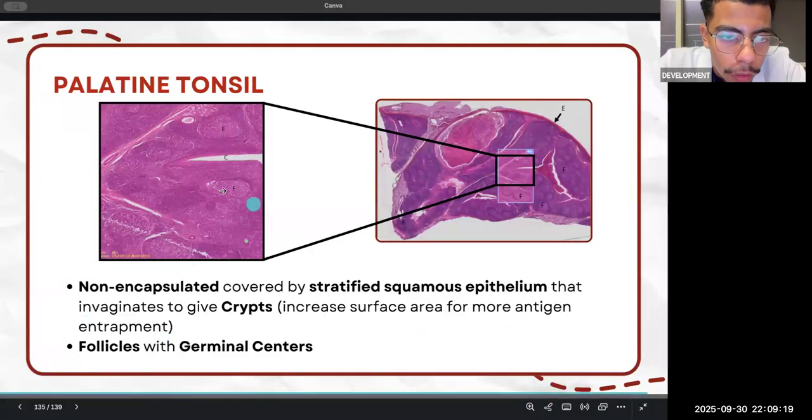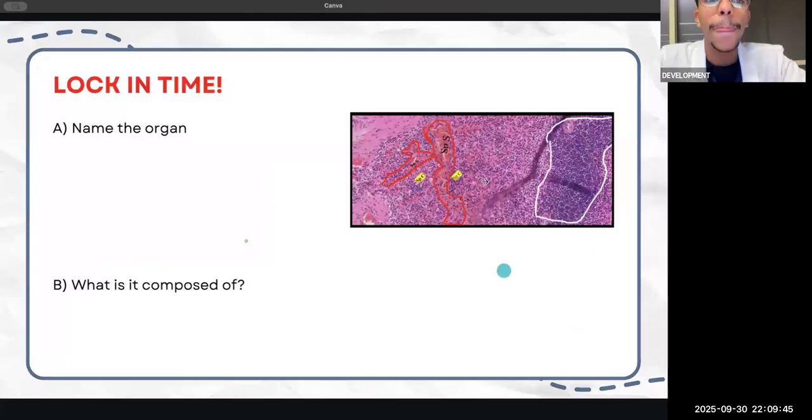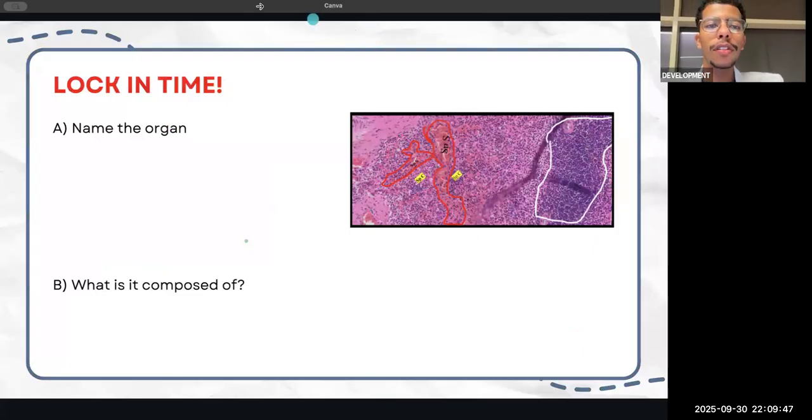Then we have follicles, again with germinal centers. Can you guys see the follicles here? So far, the only one without follicles is what? The thymus. So the palatine tonsil has follicles. The spleen doesn't have follicles; it has white and red pulp. The lymph node has follicles. Now, the follicles in the middle, the lighter area, is called what? A germinal center. And that's it. Do you guys have any questions?